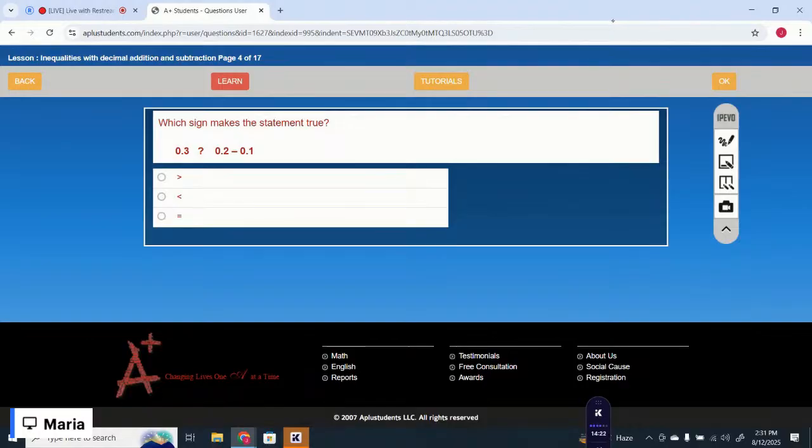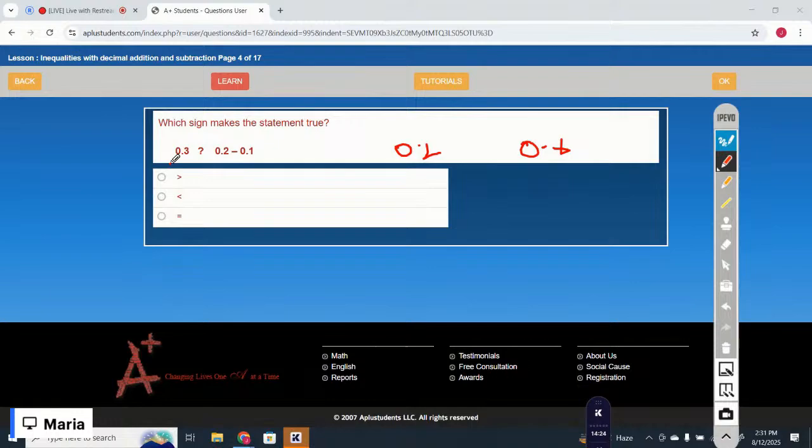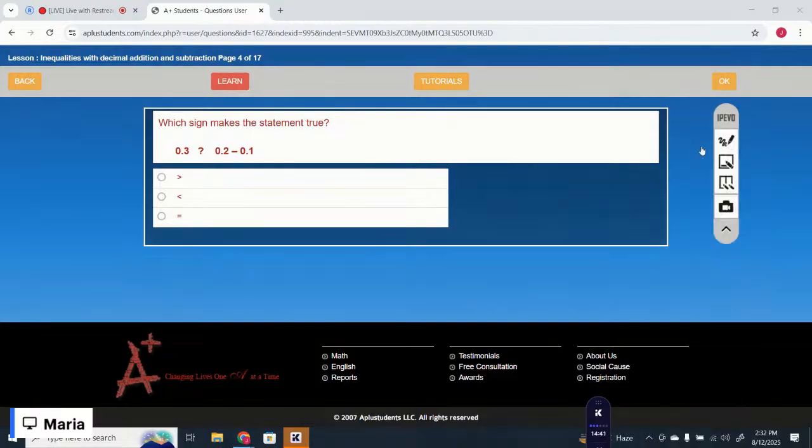Which sign makes the statement true? 0.3. 0.2 minus 0.1 is 0.1. So 0.3 is greater than 0.1, greater it is. Option number 1 is the correct option, that is greater.